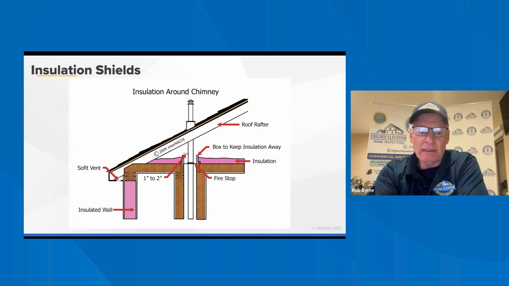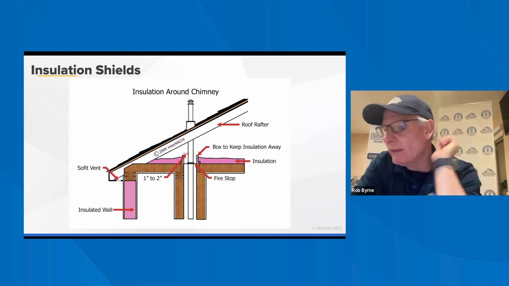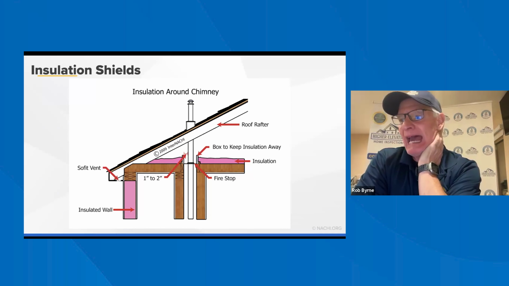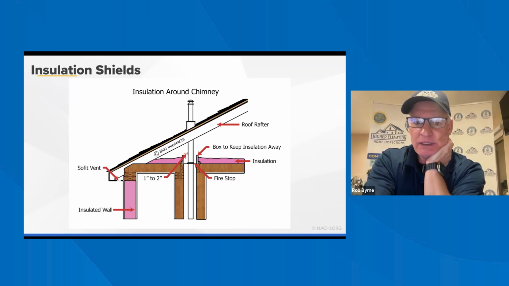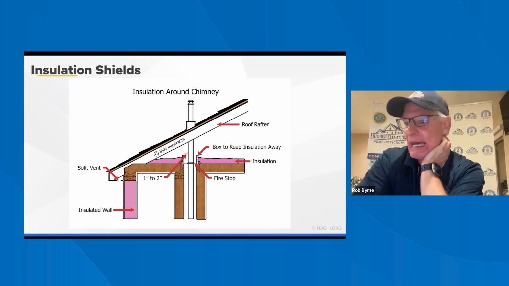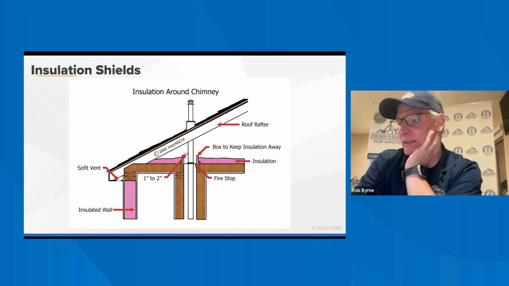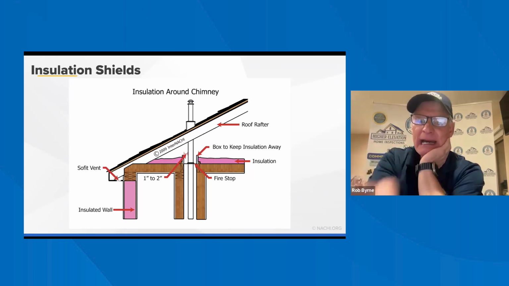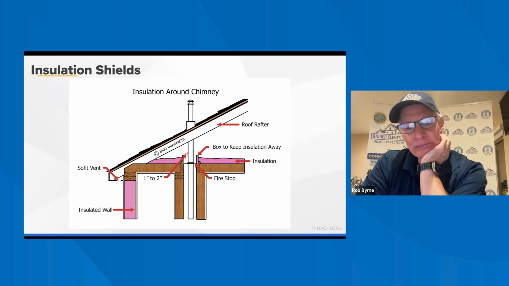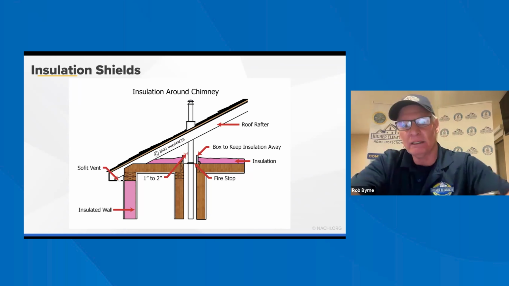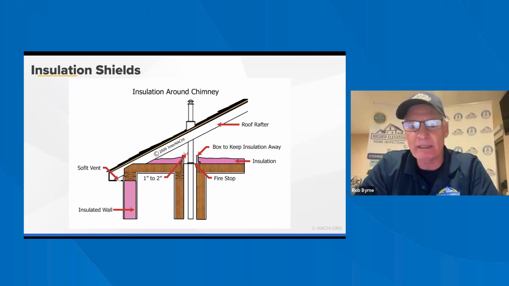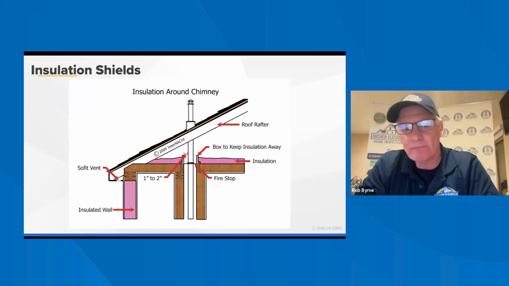Let's see what we got here. Insulation shields are installed in attics. So this is the insulation shield up in the attic to prevent insulation from coming in contact with chimney or vents, maintaining safe clearance and reducing fire risks. So a lot of times you'll see that chaseway in the attic. Those are the things you want to look for. The box keeps the insulation away from it so that the chimney can do its job without having insulation in contact with that hot pipe.